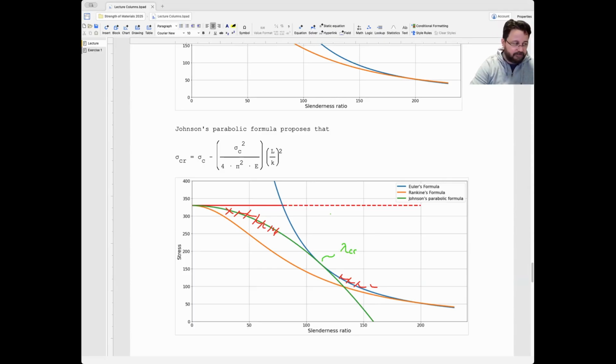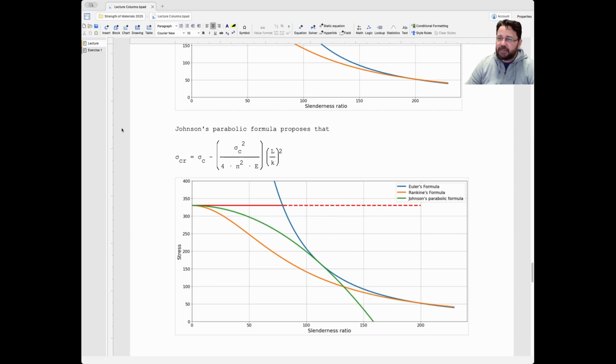Any questions? Sometimes the history of these developments is even more interesting than the development itself. Wow.